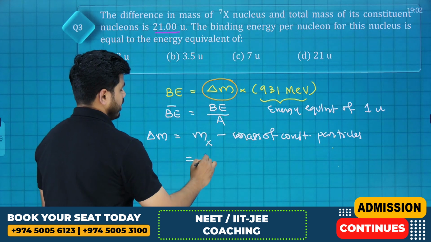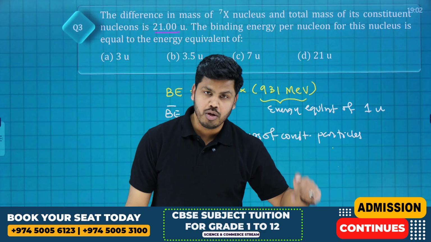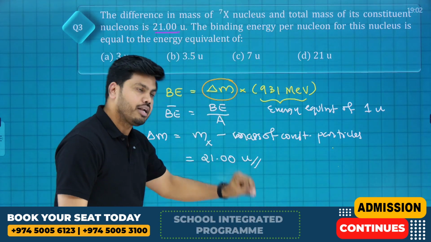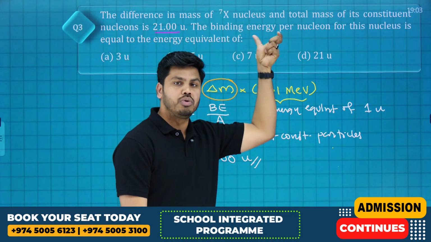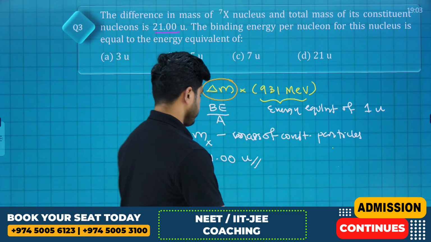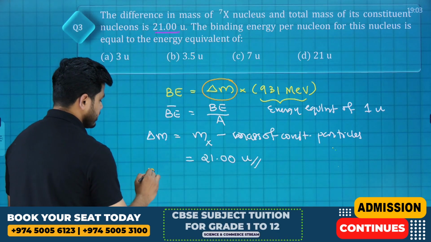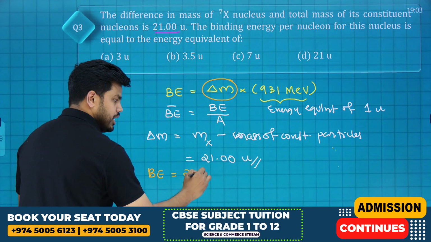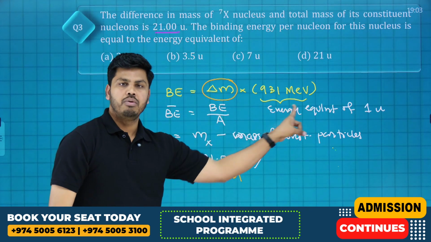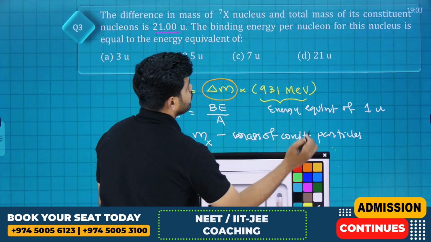What is it? That is 21 atomic mass unit, correct? Delta M is given as 21 atomic mass unit. Okay, that is what the question is all about, right? The mass of the nucleus minus the total mass of its constituent particles is nothing but the missing mass, or the mass defect. That value is given. Then the binding energy of this nucleus can be calculated as 21 atomic mass unit into 931, as I told you before. We multiply with 931. Now, you're asked to find the binding energy per nucleon, right?